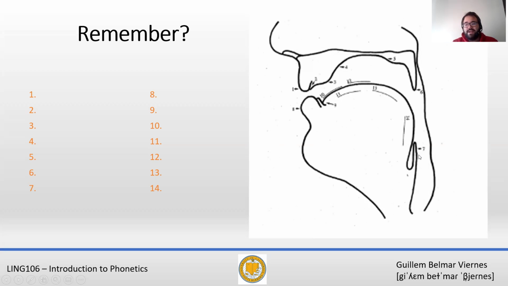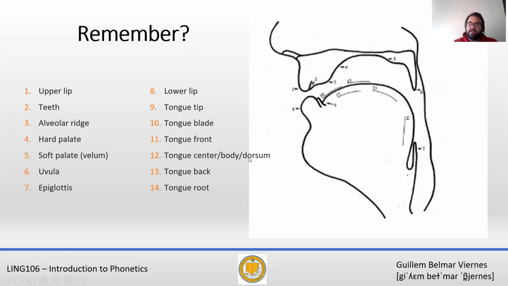The epiglottis, by the way, is extremely important for many reasons. For speech, not a lot of languages have epiglottal sounds, but the epiglottis is this thing here that blocks off the conduit that leads to the lungs when we eat, right? So we don't breathe in food when we're trying to swallow something. Okay, so these are all the articulators.